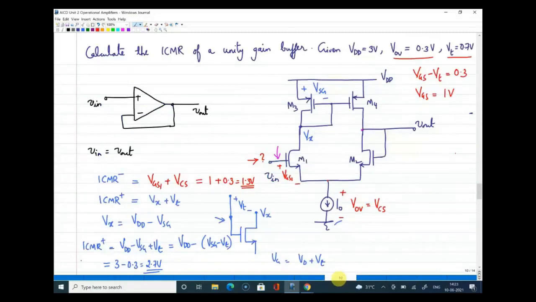Then we also understood how to calculate the ICMR of a given structure, and we took a very simple example. We know that op-amps are designed for closed loop applications, and one such important application is the unity gain buffer, which is specially used for buffer applications. With that example, we saw how much your ICMR minus and ICMR plus can be.